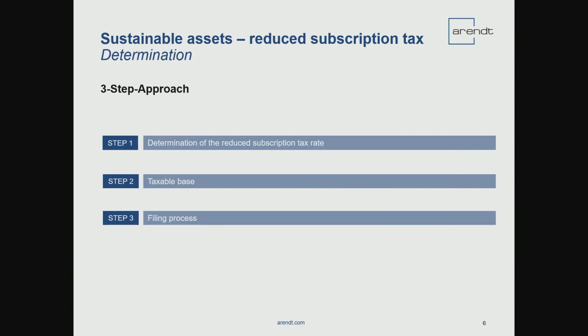So now, how can we actually achieve the reduction, or what do we need to do to get the subscription tax reduction? In practice, a three-step approach needs to be applied. First step, you need to determine the reduced subscription tax rate. Only in a second step, you need to determine the taxable basis. And in the third step, there needs to be a specific filing process.